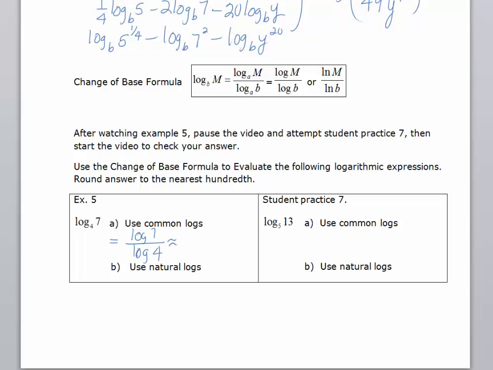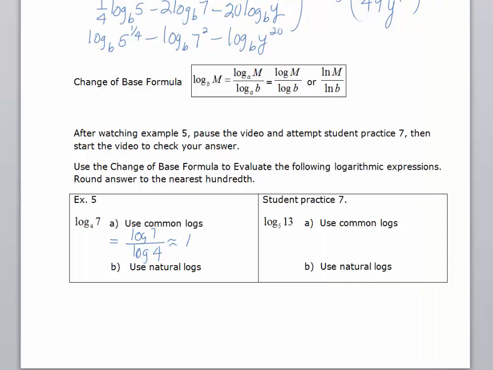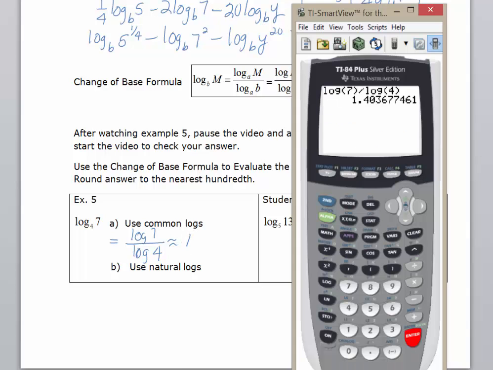And we'll approximate our answer. Let's pull up our calculator. So we'll have LOG 7 divided by LOG 4. Hit enter. Let's keep about 4 decimal places just so we can compare it. It's 1.4037.